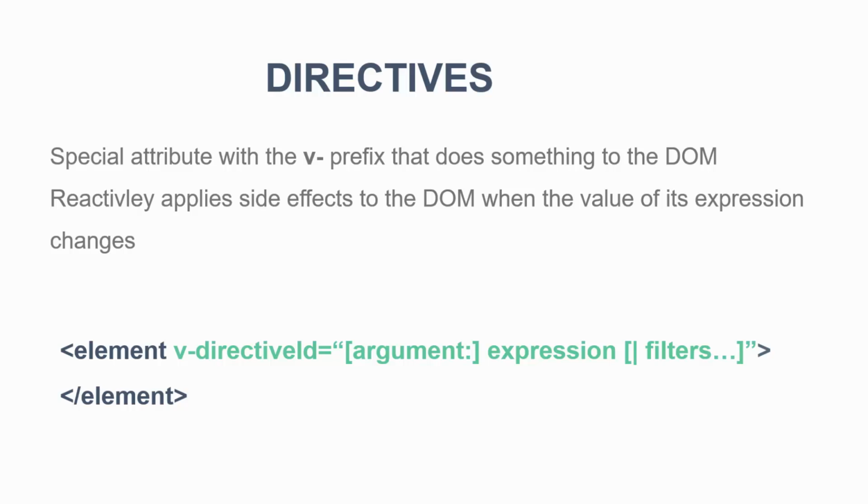So directives are special attributes with the v- prefix that does something to the DOM. Okay, they're all different. Reactively applies side effects to the DOM when the value of its expression changes. And this is the format. We have our element, could be any kind of HTML element, and then v- and whatever that directive ID. All right, and that can take in arguments, expressions, and filters.